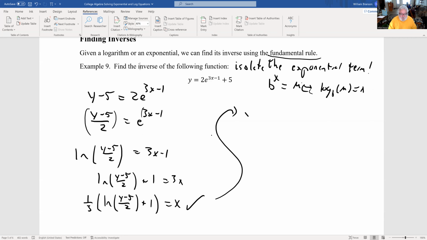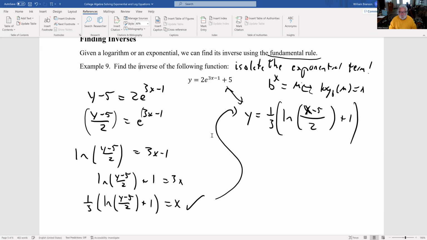And then finally, we'll switch the y and the x. X minus 5 over 2 plus 1. And that's the inverse function to that function.